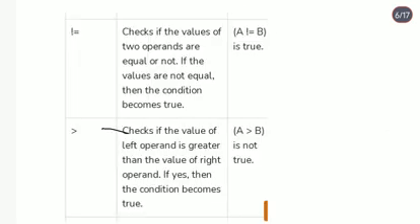and this is another operator. It checks if the values of two operands are equal or not. If the values are not equal, then the condition becomes true. For example, a not equal to b. We have taken the value of a as 20 and the value of b as 10. What will be the result? Here this is not equal to, so it means this is right. So this is going to be true.